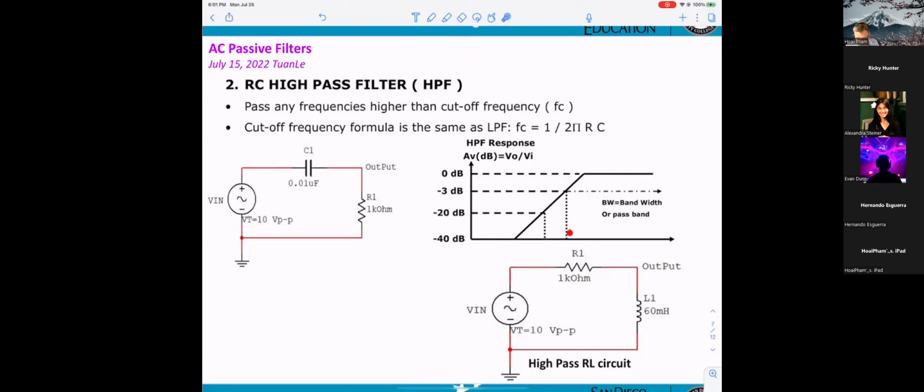This is the cutoff frequency right here, minus 3 dB. Any signal higher than cutoff, they allow to pass. Any signal below minus 3 dB, they want to cut off. That is completely opposite to the low pass filter. The low pass filter passes any frequency signal less than Fc. The high pass will pass any signal higher than the cutoff frequency. So the bandwidth here, okay?